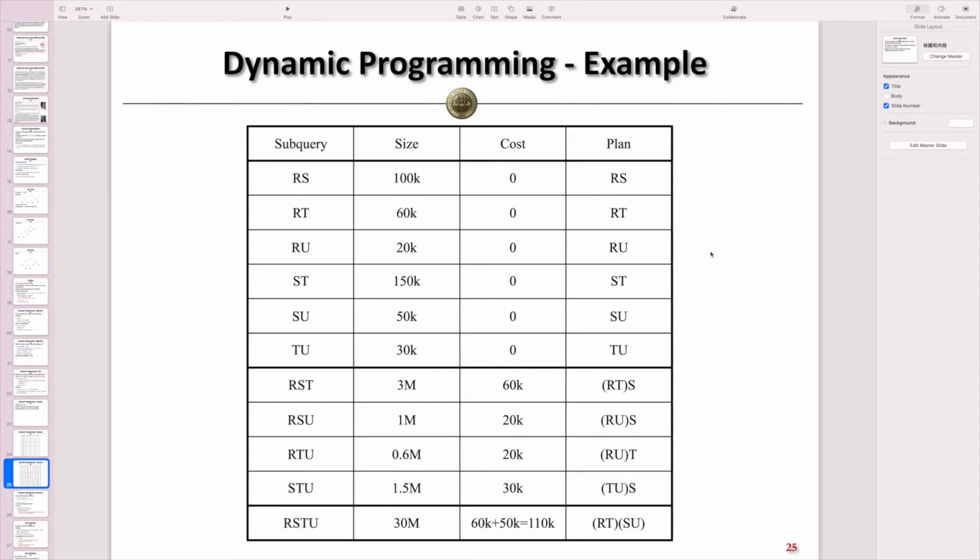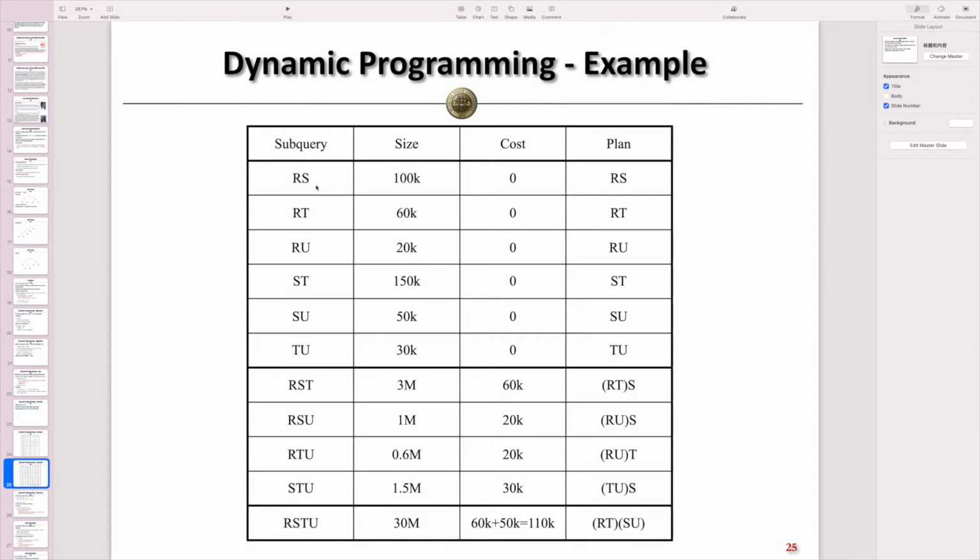Okay, so welcome back. Let's try to fill in this table according to the algorithm as well as the notation we showed before. We will start from the first row first, with the RS subquery. Given two relations R and S, we want to calculate the join between R and S, and also calculate the size, the cost, as well as the plan for this subquery. I hope you still remember, right?